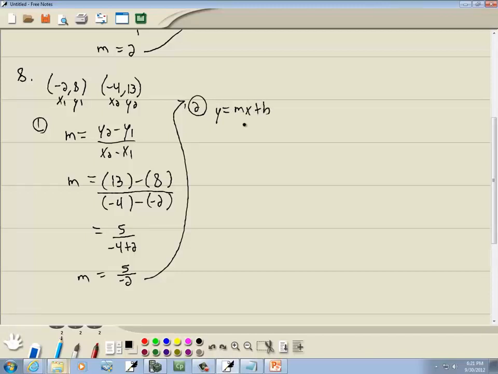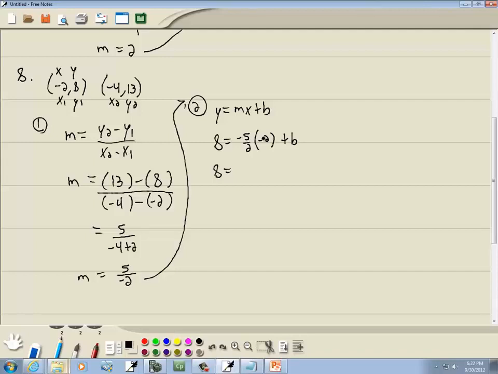Well, step 2. Plug in a given point for x and y and the slope from step 1. I don't suppose it matters which one I plug in. I'll plug in the first point. Looks a little easier. Plug that in for x, plug that in for y. So y is 8. M from step 1 we said was negative 5 halves. And x is negative 2 plus b.